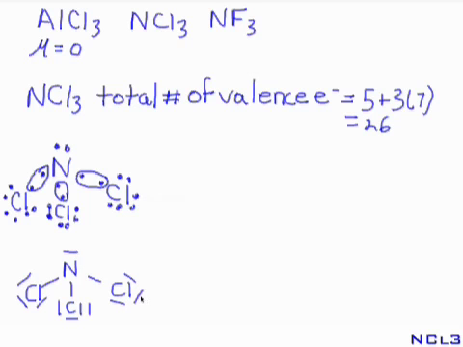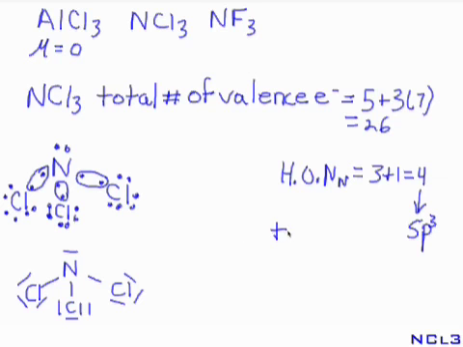Now we see nitrogen has a lone pair on it, so we're ready to calculate the hybrid orbital number. I can do this, the HON for the nitrogen, equals 3 atoms plus 1 lone pair, or 4. So nitrogen is sp cubed. What is the shape for sp cubed? It's tetrahedral.